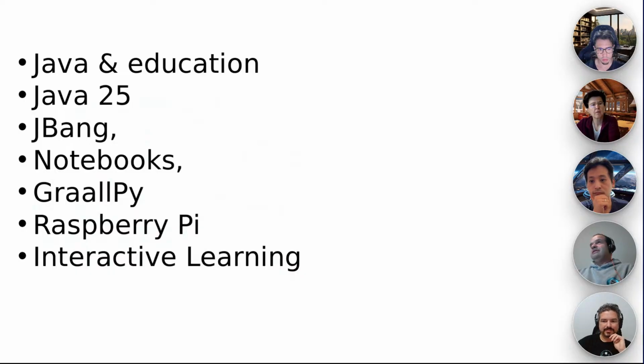The Java education, things about Java 25. Then we have nice tools already there: JBang, Notebook, GraalPy, Raspberry Pi, and we can have it all together, right? Imagine Java running in a notebook where you can write a hello world in one line. You can run this inside a Raspberry Pi. You can have GraalPy, that is the GraalVM implementation that runs Python. And you can also run it in a single line command, a shebang file. So you can have everything together, right?